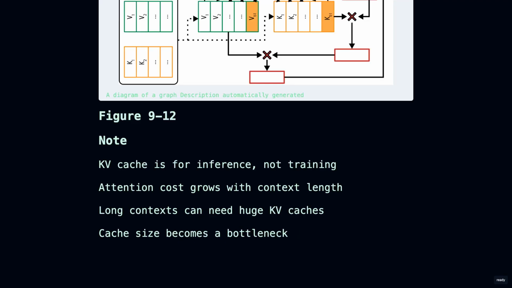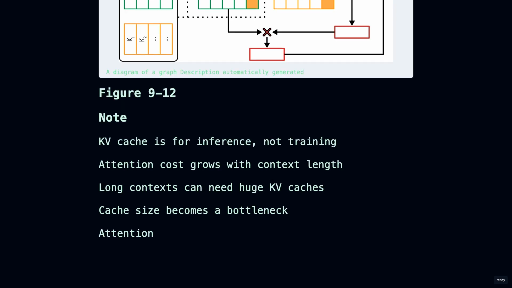Once the cache no longer fits comfortably in hardware, latency and storage become practical limits. Loading and moving that data can slow the whole system down. So attention is one of the main reasons long context is difficult. It is not just a modeling issue. It is a compute and memory issue at the same time.